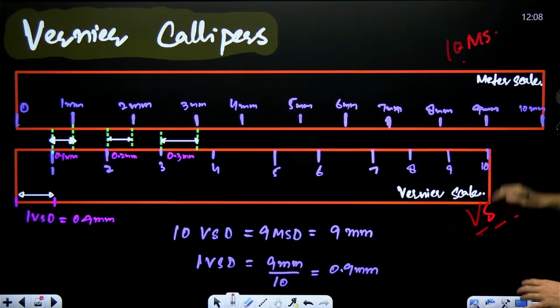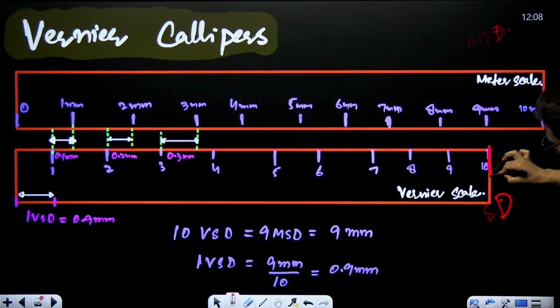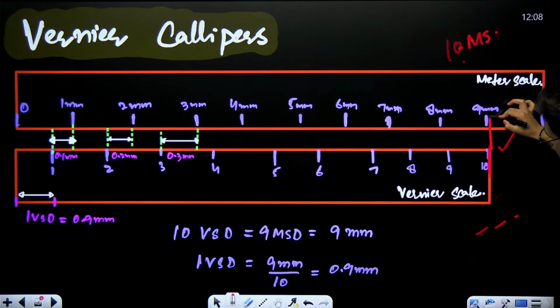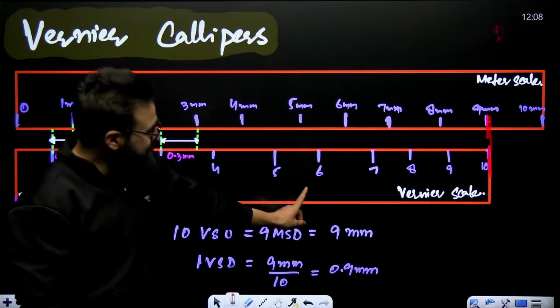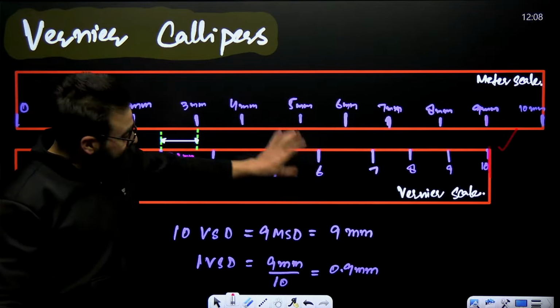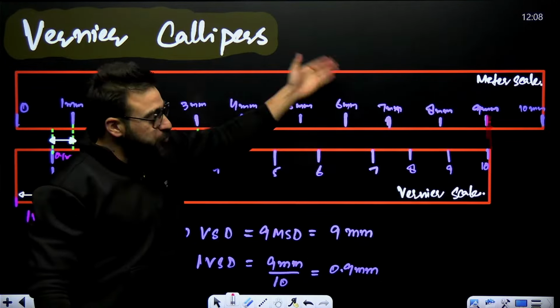Don't you think that 10 vernier scale divisions is equal to 9 main scale divisions? Clearly, you can see over here. 10 vernier scale divisions is equal to 9 main scale divisions.